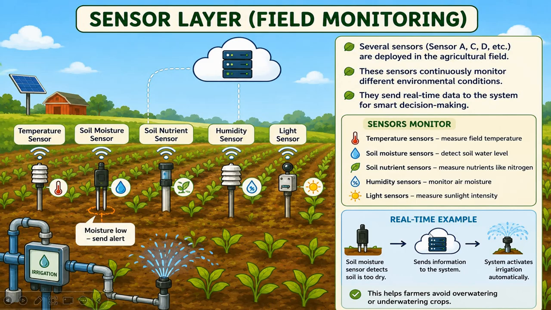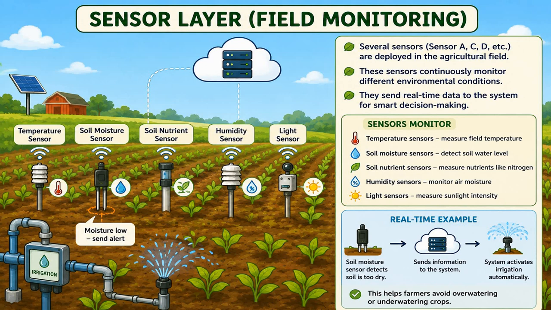Okay. Then here you have one real-time example. Here we'll consider a farm where a soil moisture sensor is installed. The sensor continuously checks the water level in the soil, and if the soil becomes too dry, the sensor immediately sends this information to the smart farming system, and the system then automatically switches on the irrigation pump and supplies water to the crops. Now, once the soil reaches the required moisture level, the system turns the pump off.